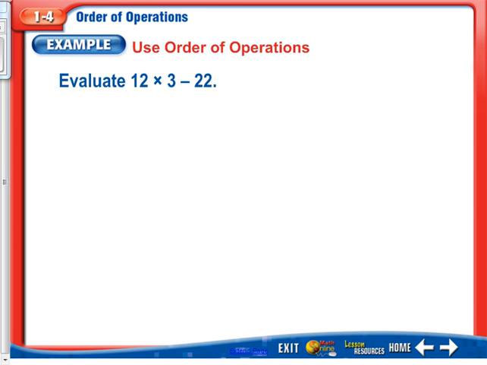All right, next step, let's go ahead and copy it down. We go 12 times 3 minus 22. Over here I'm going to write PEMDAS just to help us remember the order. So again, first parentheses, I don't have any parentheses, I'm going to cross that off. Exponents, I don't have any of those. So now I'm looking for multiplication and division. Do I have it? I have multiplication here and subtraction here.